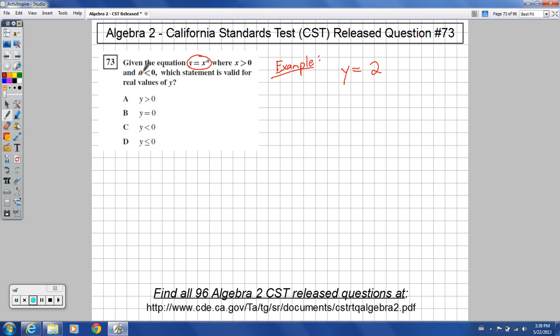And n is less than 0. So this power is going to be negative then. So we have, let's go with -1. This is just a sample of what we got. What is y going to equal if that's the case?